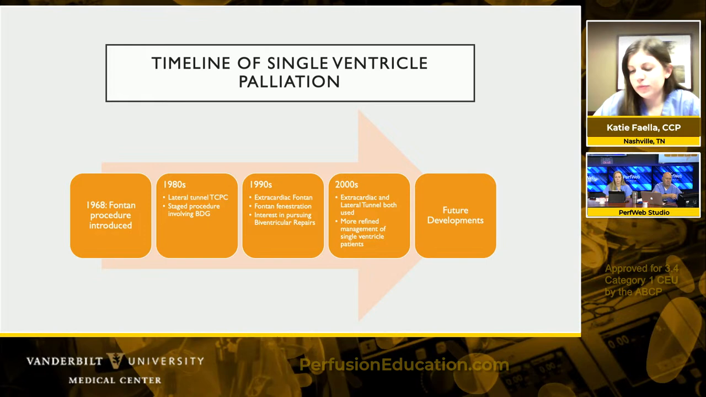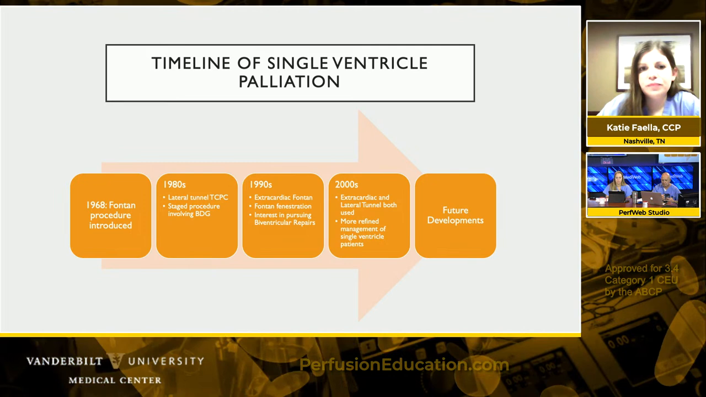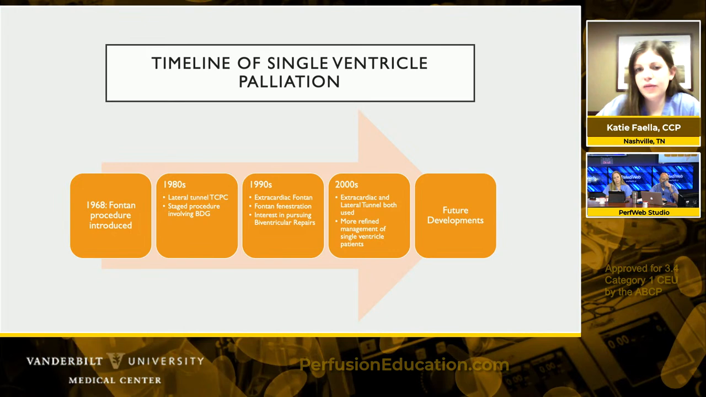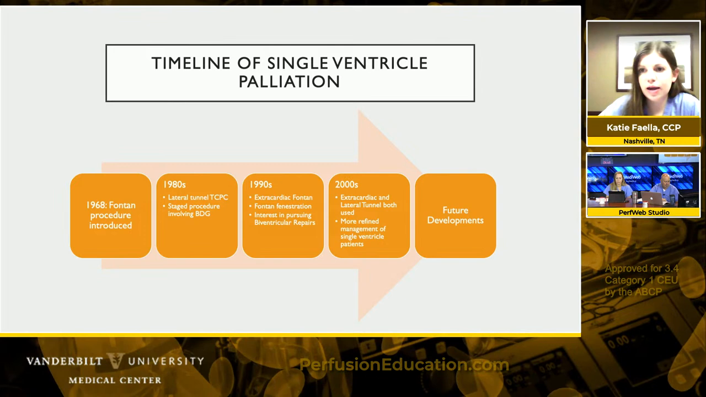That procedure was created in the 60s, and then in the 80s came the lateral tunnel Fontan and also the introduction of the bidirectional Glenn, taking it from a one-step repair to more of a staged repair. Then in the 90s came the extracardiac Fontan and also the Fontan fenestration. That's also when some interest came up in pursuing these complex biventricular repairs.